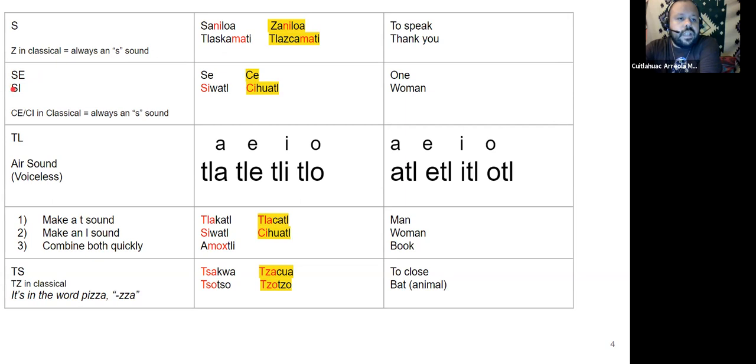C-E, I'm sorry, S-E, or C-E, CI in classical is always an S sound, right? So se. When you see CE or CI in classical, it's always an S sound. And the new orthography is with an S because it's an S sound, right? So se, se.